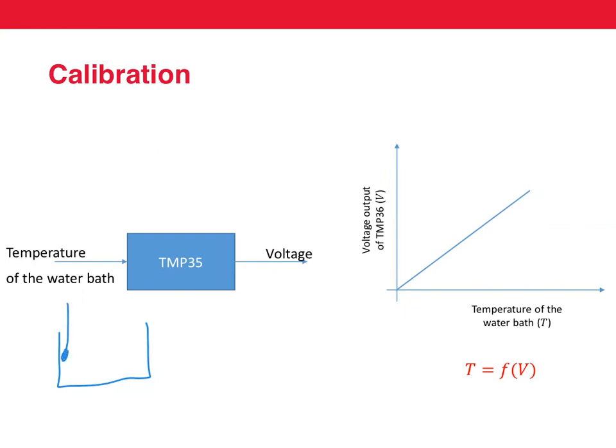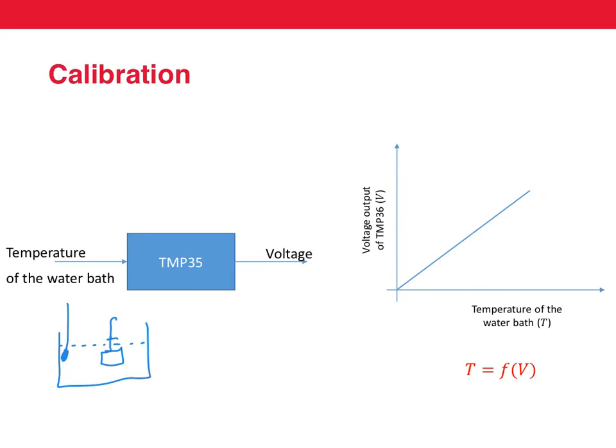Now we know this thermometer has already been calibrated, so we can measure the temperature of the water inside this beaker using this thermometer. And we change the temperature of the water by, let's say, heating it, or by adding ice or something. And then we put our sensor, our TMP35, into the water bath. And while we have different temperatures in the water bath, we record the voltage output.